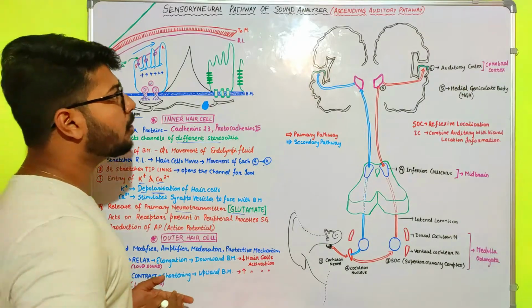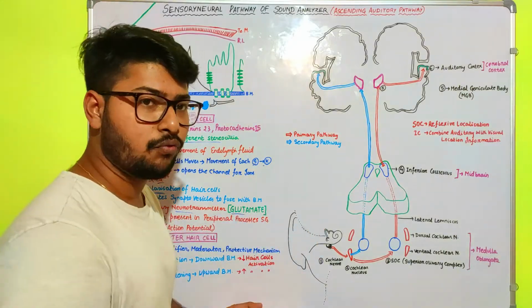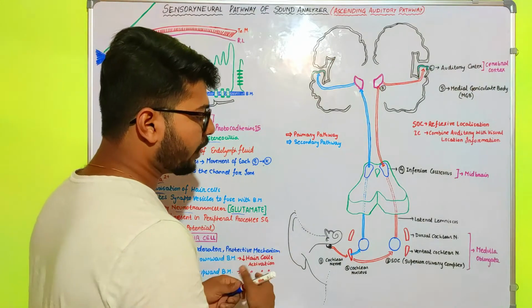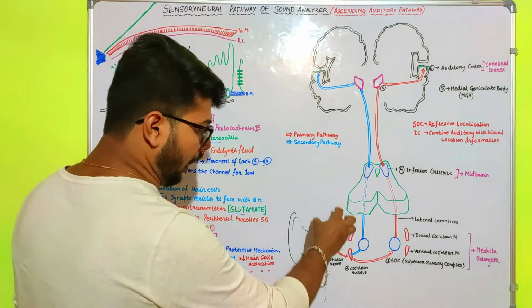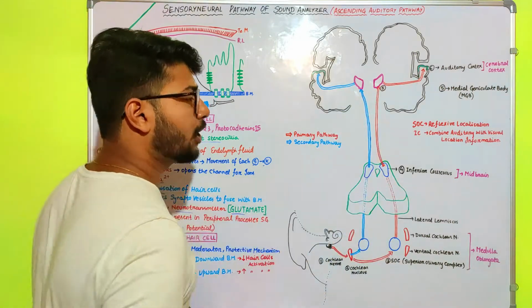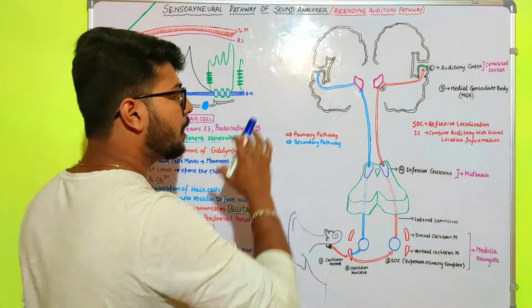Next we are going to read about the ascending auditory pathway, or how the sound is going to travel from the cochlea, or the inner ear, to the auditory cortex that is present in the brain.